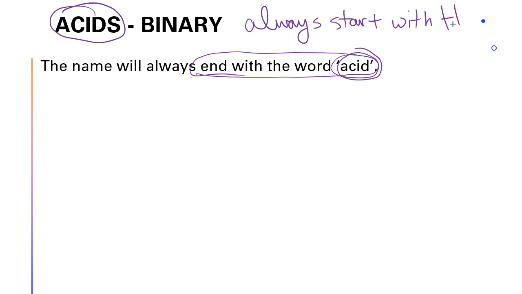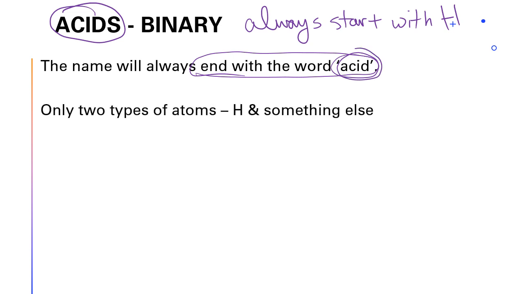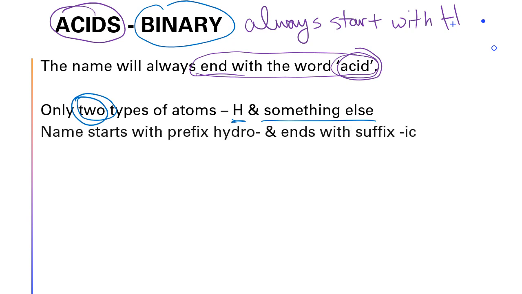It always ends with acid, so we know it's an acid. Binary acids are a special acid, binary meaning two types of atoms: there's hydrogen and then one other thing. For binary acids, the name will start with the prefix hydro and end with the suffix ic, and in the middle there is a stem for what other element you have. So hydro, stem, ic, acid.